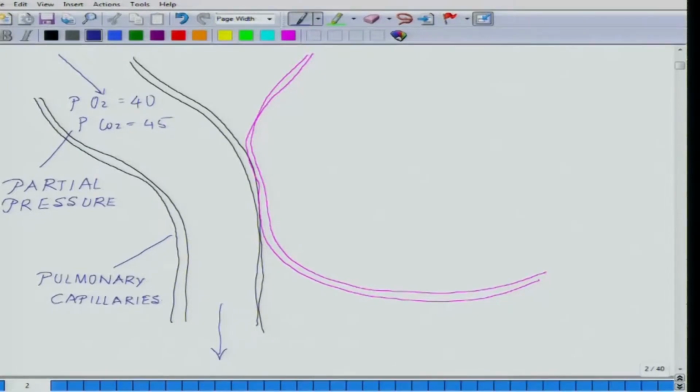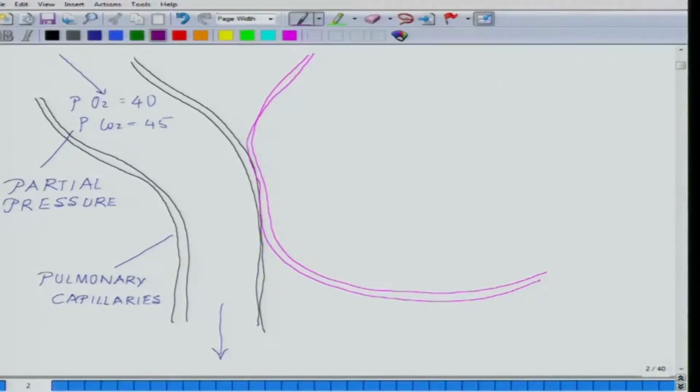Now, within the pulmonary capillaries here, so here you have the alveolus, and this part which I am highlighting in green is called the respiratory membrane. Now, what is essentially happening on this side, your PO2 is 100, partial pressure of oxygen is 100, and partial pressure of CO2 is 40.